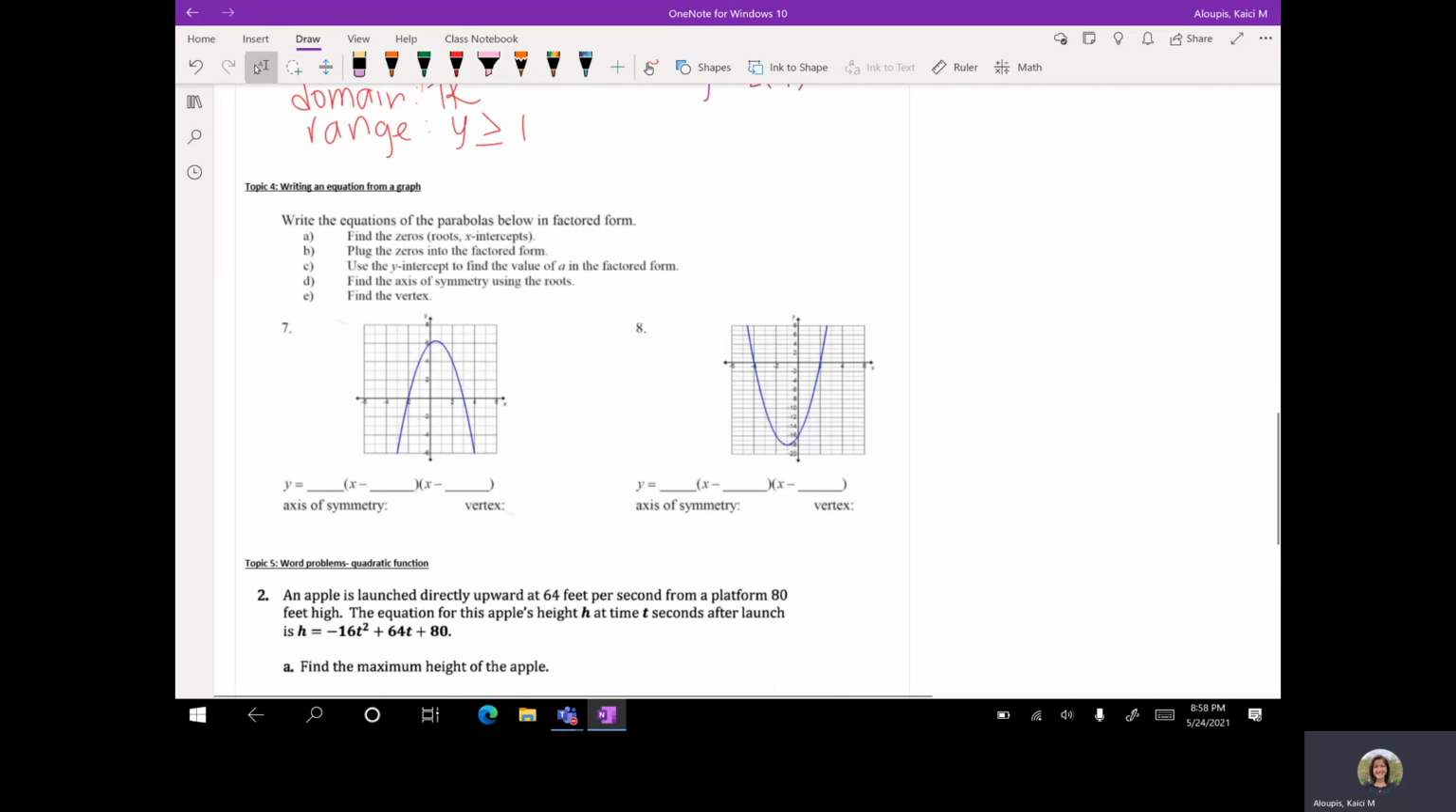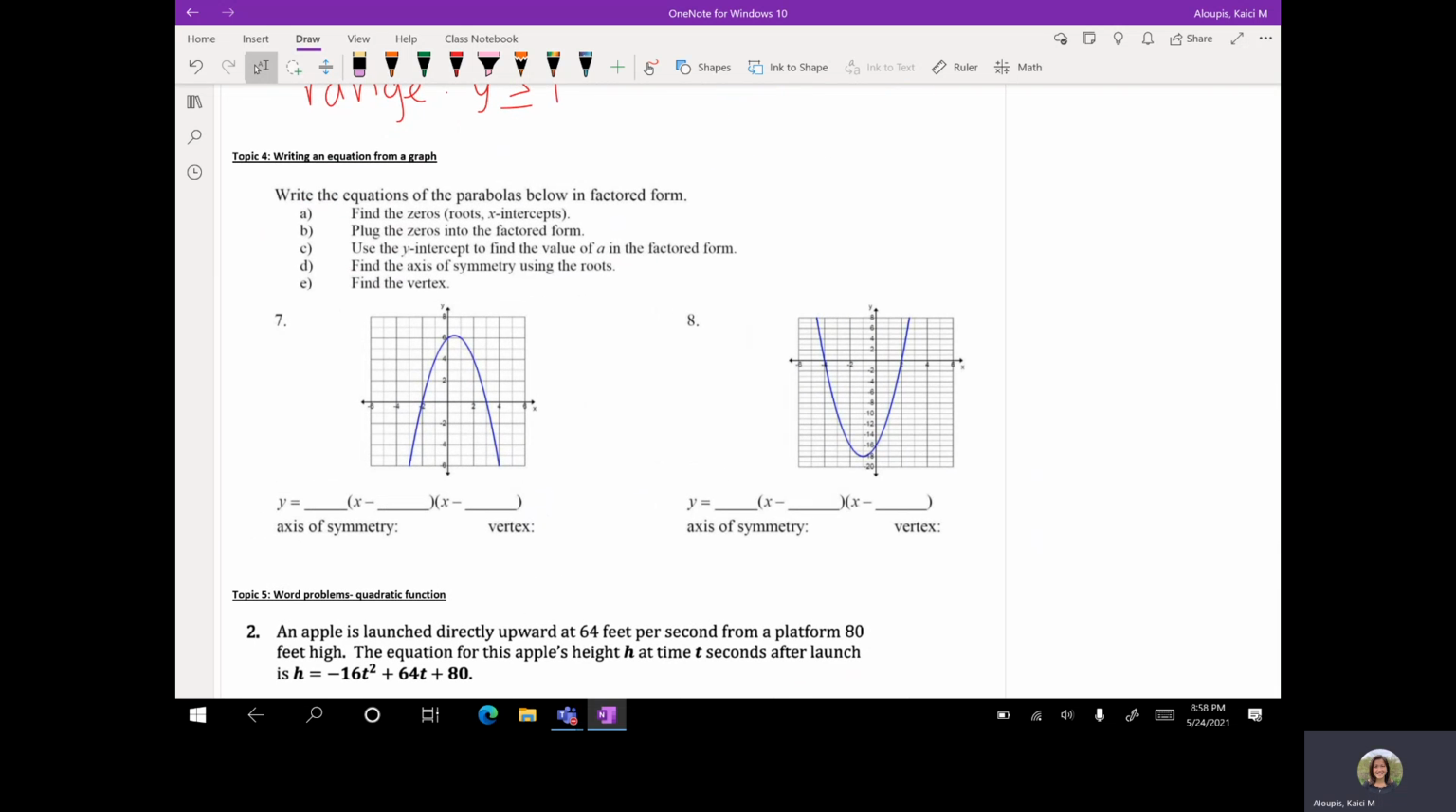Okay, topic 4. Writing an equation from a graph. So we have 2 graphs here, and we need to write the equation of the parabolas below in factored form. So find the zeros, the roots, or the x-intercepts. Let's start there. Plug the zeros into the factored form. Actually, I'm going to keep reading. Use the y-intercept to find the value of a in the factored form. Find the axis of symmetry using the roots, and then find the vertex. So many steps. Okay.